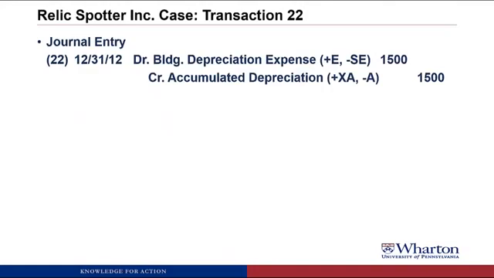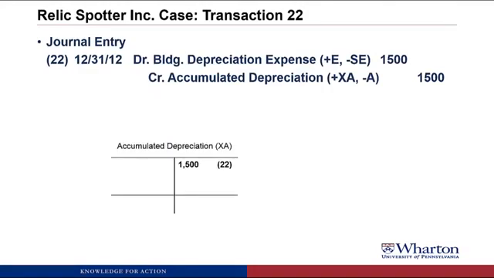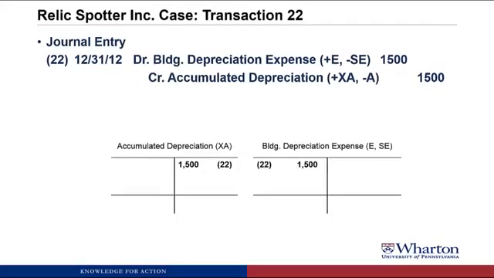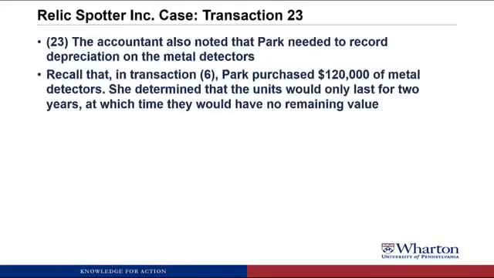We post this journal entry to T accounts. We create a T account for accumulated depreciation as a contra asset, as a credit balance, and then a T account for building depreciation expense.